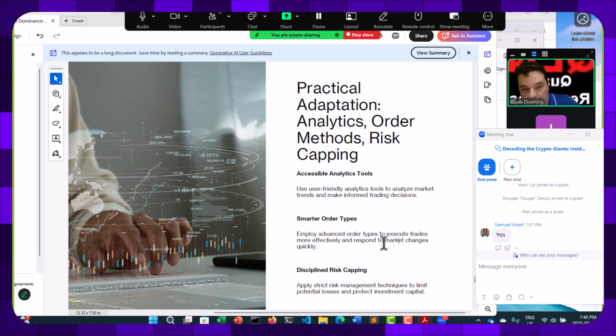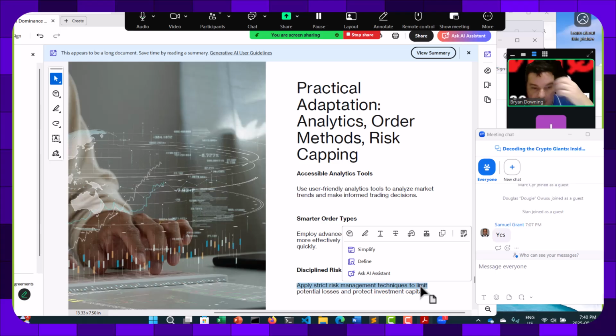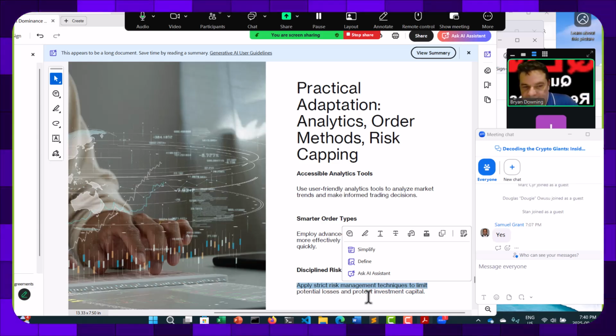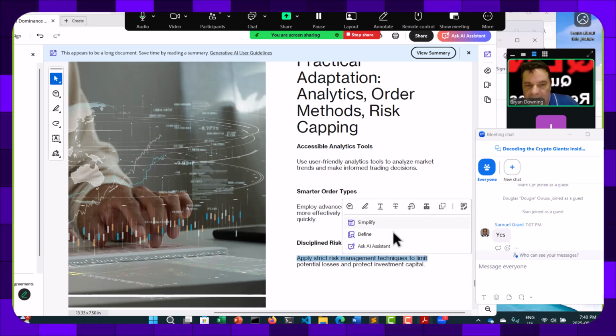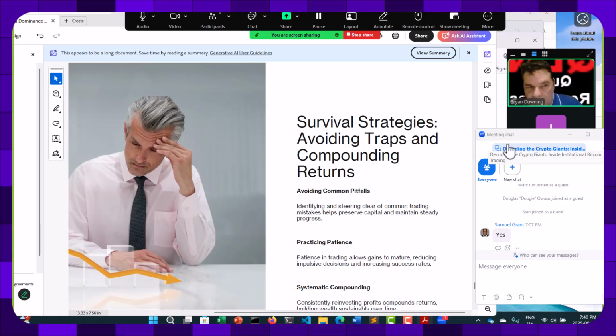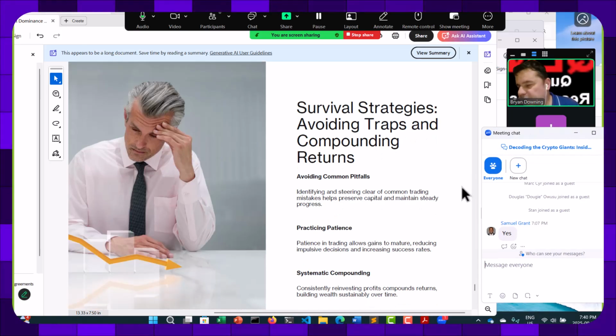Another thing is to define your risk capping. So obviously, you want to minimize your losses in your investment on that capital as well. So, how do we survive this? Because this is what it really boils down to. This is again specifically for Bitcoin.